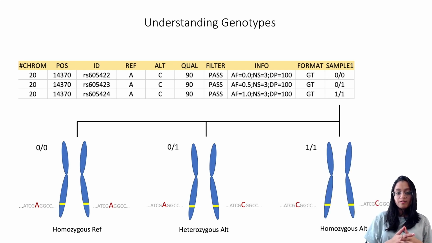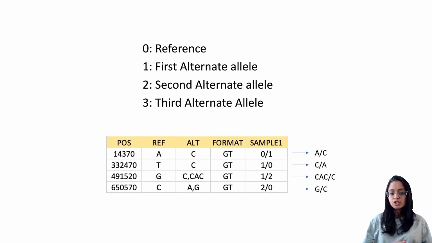And lastly, we have homozygous alternative, where both versions of the gene have a base that matches the alternate allele at that position, and hence it is homozygous alternative. You can also see genotypes like 1/2 or 2/0, and this indicates the presence of multiple alternate alleles. So 0 represents the reference allele, 1 represents the first alternate allele, 2 represents the second alternate allele, and so on and so forth. So let's take a look at an example.